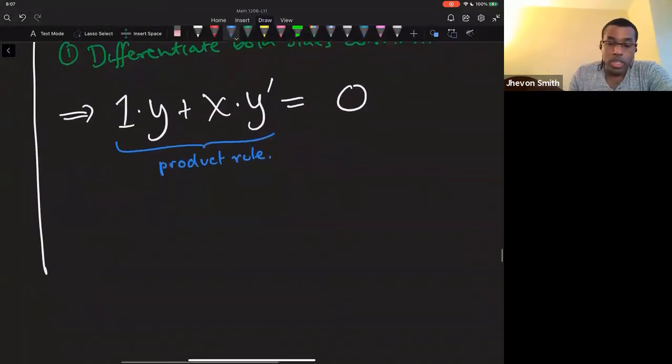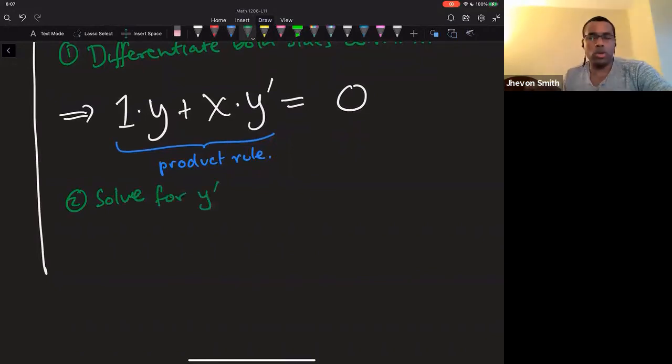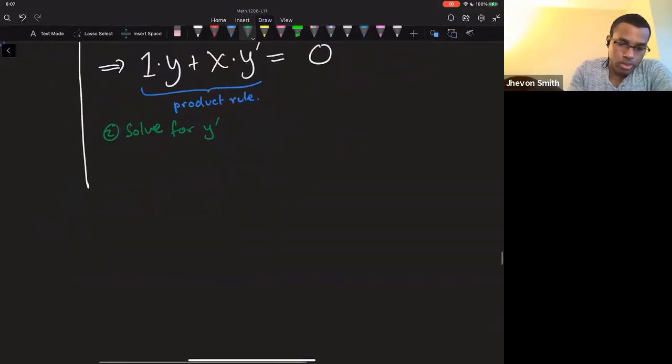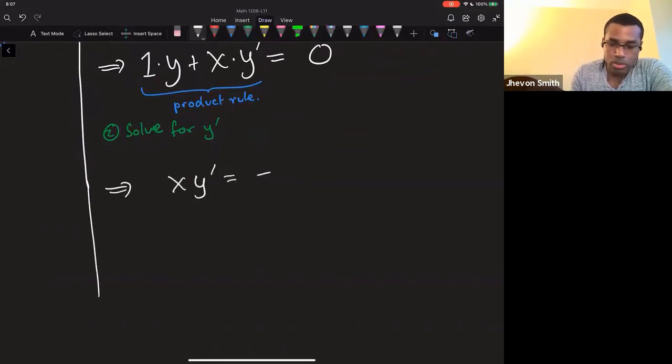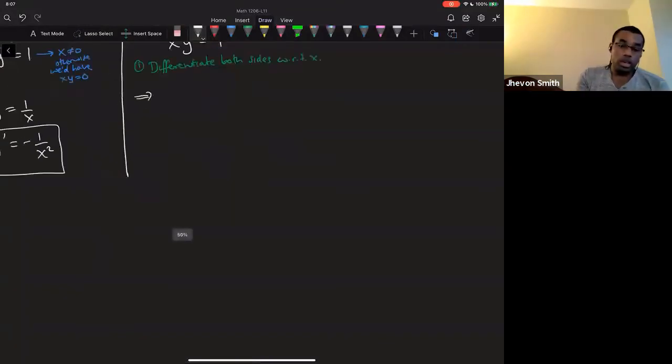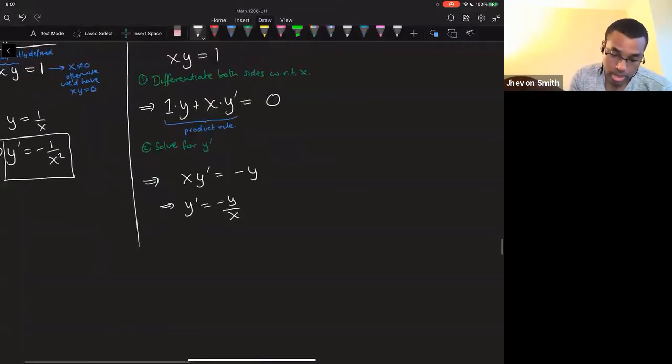Okay, so you differentiate both sides, and now what you do is you solve for y prime, because that's what you want to find. You were asked to find y prime. So that just involves algebra, really. So this implies x times y prime equals minus y, which I can move over there. And then my y prime would be minus y over x. And that's the actual answer.